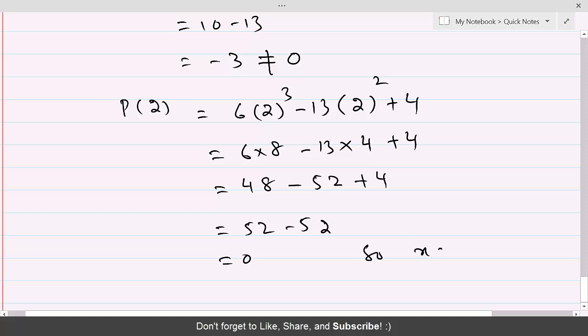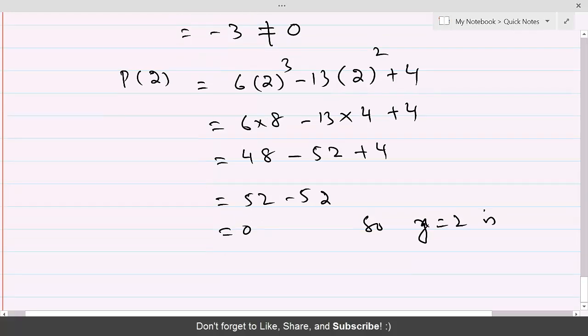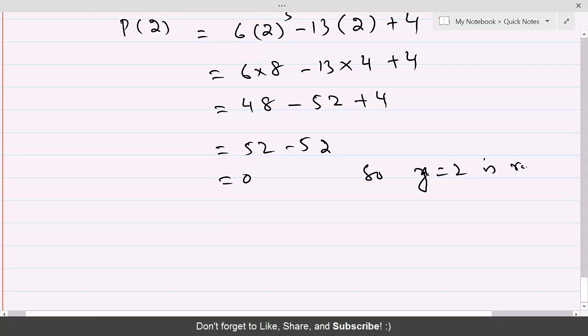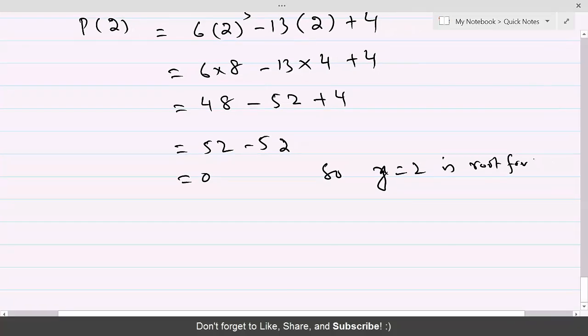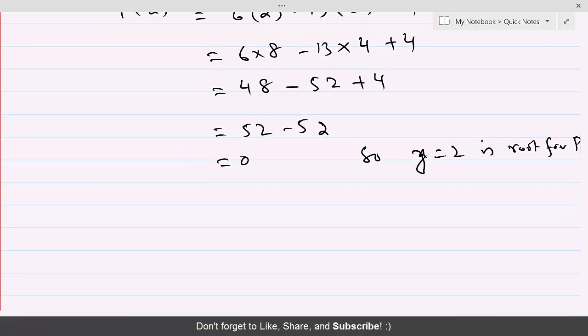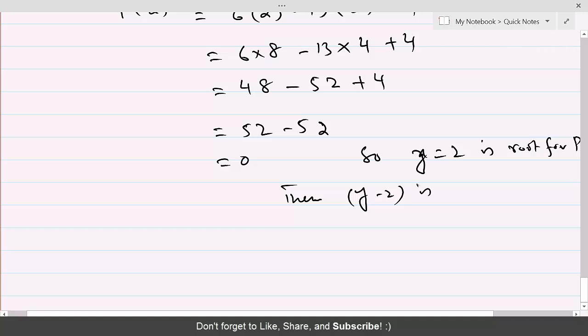So y equal to 2 is a root for P(y), and now if y equal to 2 is a root, then y minus 2 is a factor of P(y). Similarly, let's test minus 1 by 2.